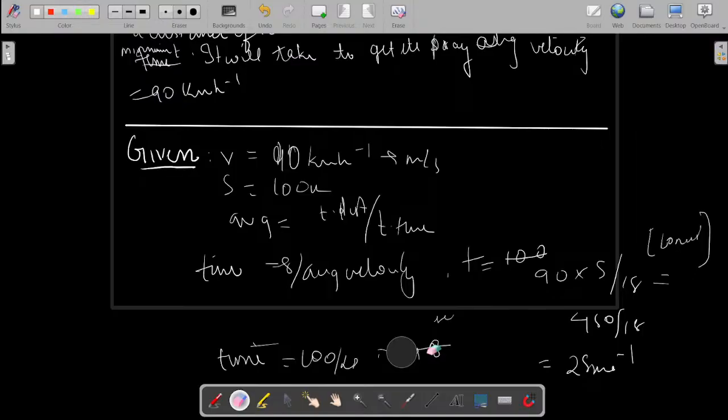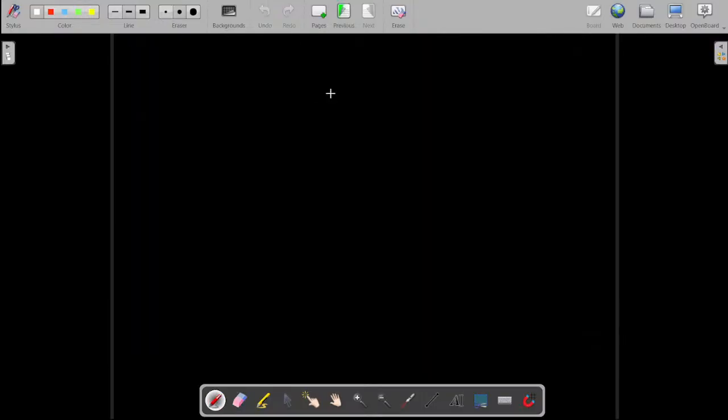Okay. Next page. Okay, next. That was the questions from average velocity and average speed. So now we will be moving towards acceleration.